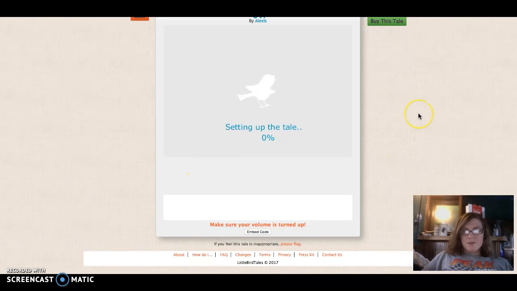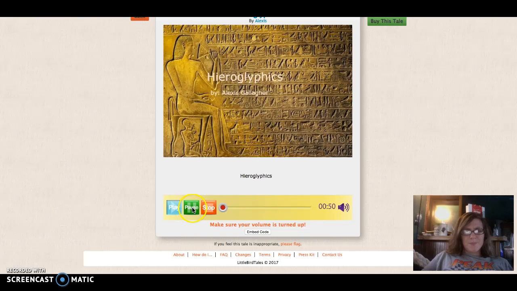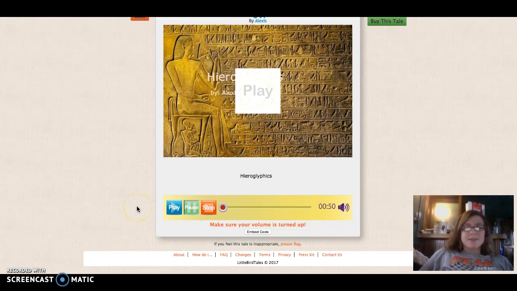And it's kind of quiet. The one thing that I didn't like about the assignment, or rather Little Bird Tales, is that sometimes the volume is really hard to pick up. So I do agree with a lot of the tutorials I saw that said that the sound's a little quiet, so if the sound's quiet, I do apologize.